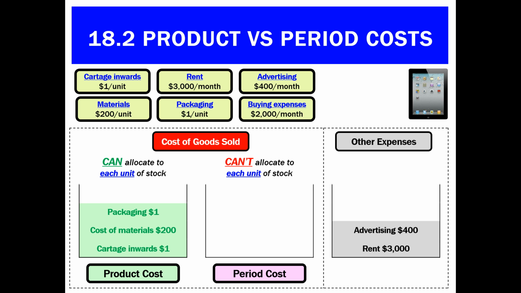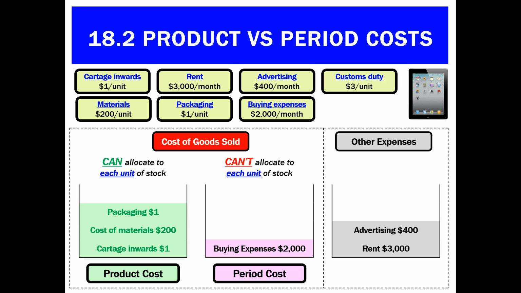We've got the buying expenses, $2,000 per month. Now, buying expenses are a cost of goods sold. So it's buying expenses, the costs incurred in buying all the materials and so on. That's clearly required to get stock ready for sale. My problem is I can't allocate that. So I can only call product costs the ones that I can allocate. When I can't allocate a cost of goods sold, I'm going to need to call that a period cost. So I'm going to have to put that in there.